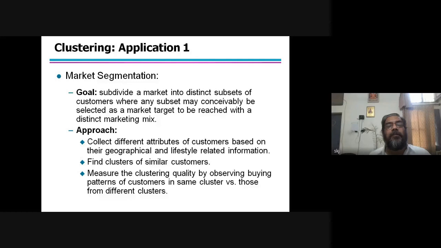So collect different attributes of customers based on their geographical and lifestyle related information. Find clusters of similar customers. Measure the clustering quality by observing buying pattern of the customers in the same cluster versus those from different clusters.